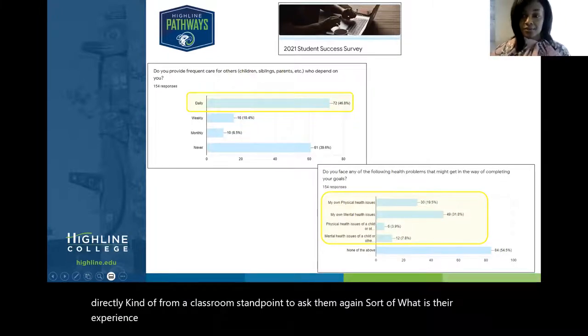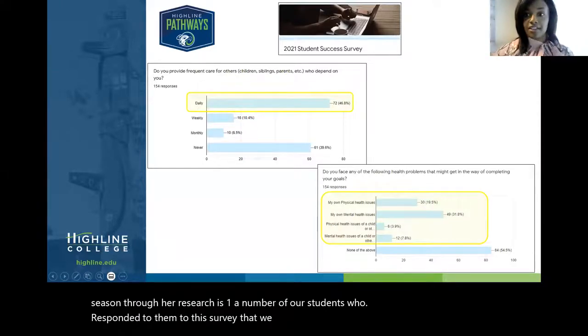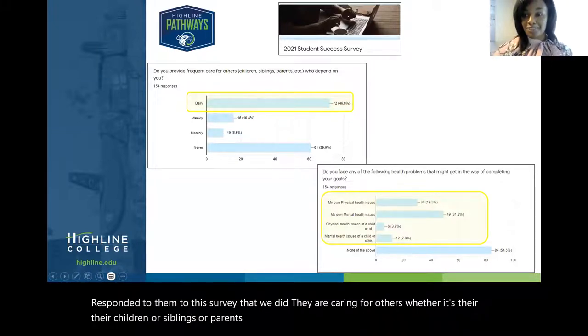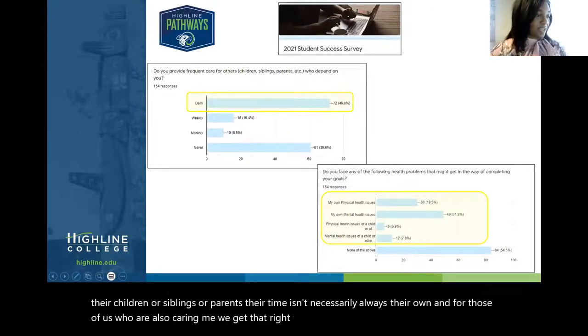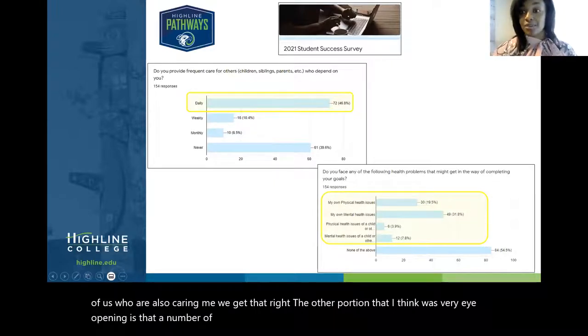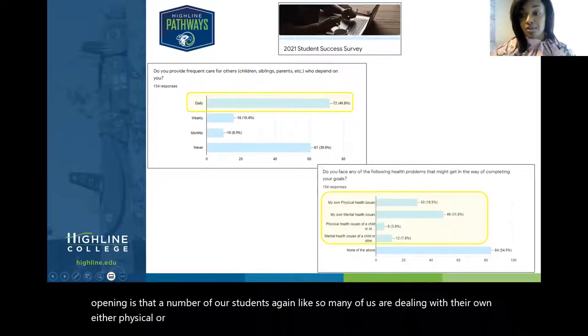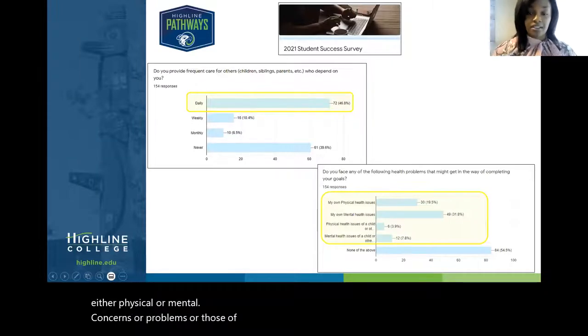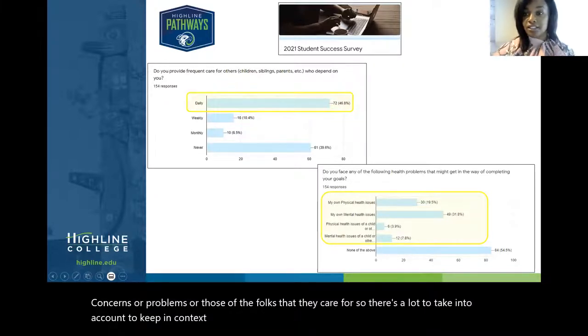And one of the things that we found that confirmed everything that Mariella sees and through her research is, one, a number of our students who responded to this survey that we did are caring for others, whether it's their children or siblings or parents. Their time isn't necessarily always their own. And for those of us who are also caring, we get that, right? The other portion that I think was very eye-opening is that a number of our students, like so many of us, are dealing with their own either physical or mental concerns or problems, or those of the folks that they care for. So there's a lot to take into account to keep in context for why college can be difficult.